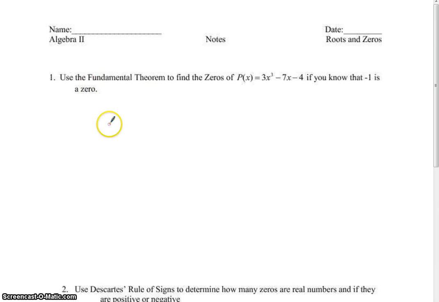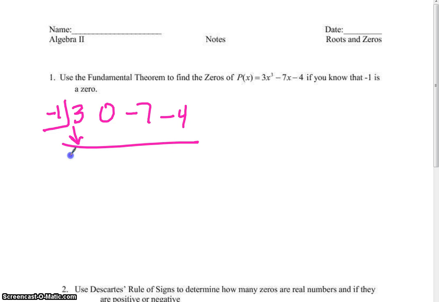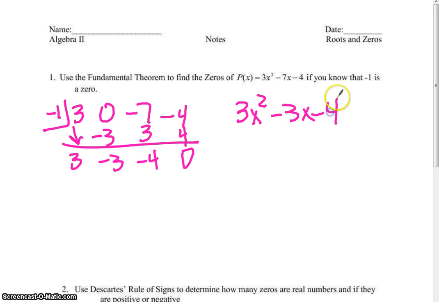All right, use the fundamental theorem to find the zeros if you know that negative 1 is a zero. So when you know that, you start using synthetic division. We've got 3, we have a skip, so we're going to put a 0, negative 7, negative 4. Bring down your 3. You have negative 3, negative 3, positive 3, negative 4, positive 4, 0. So this becomes 3x squared minus 3x minus 4.